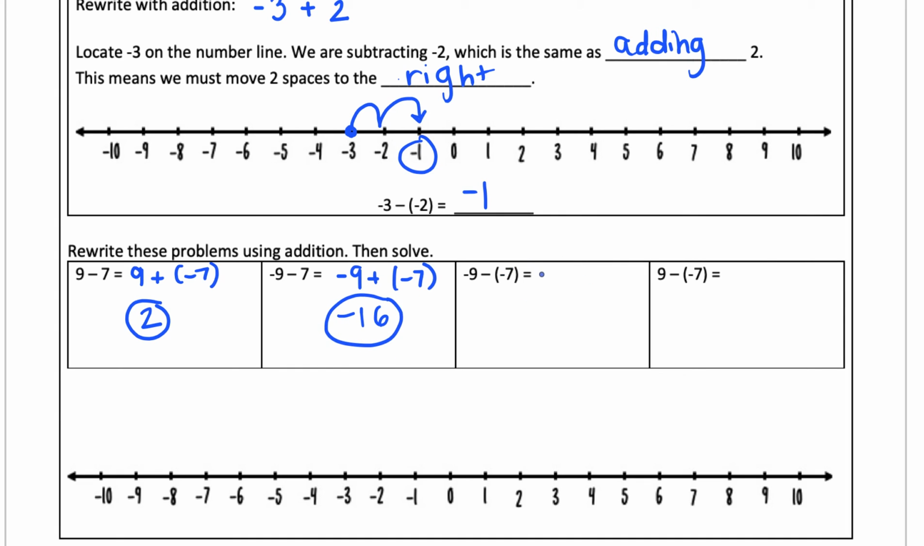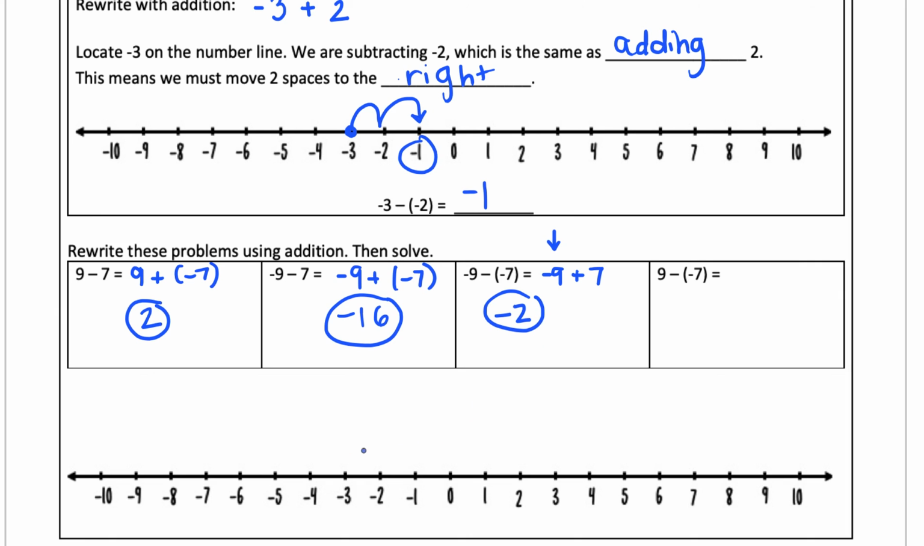In our next example, we have negative 9 minus negative 7. So I'm going to rewrite it with a plus sign, and that means I need to add the opposite. The opposite of negative 7 is 7. Here, I'm doing negative 9 plus 7, so I'm adding two numbers with different signs. So I need to take their difference. 9 minus 7 is 2. The sign of the number that has the largest absolute value would be negative because 9's absolute value is larger than 7's. So my answer would be negative 2.